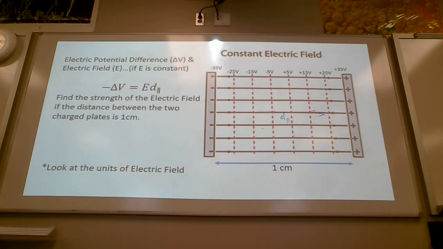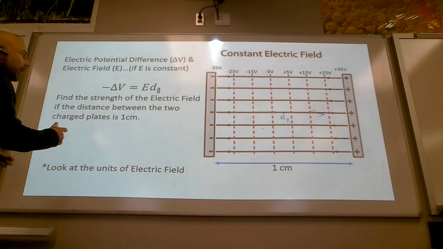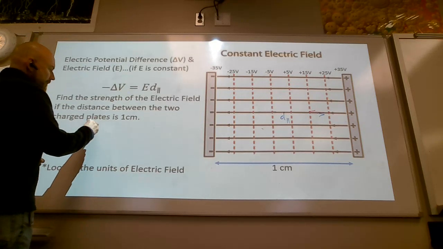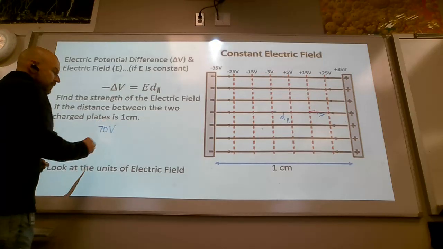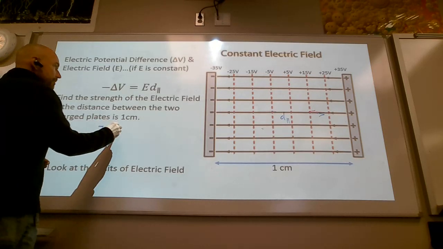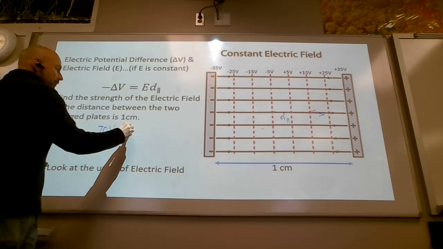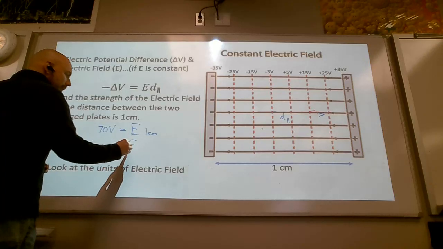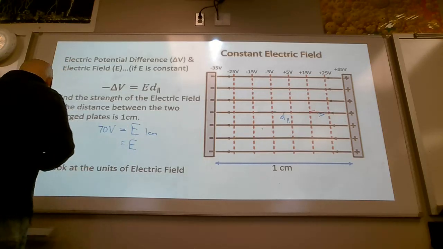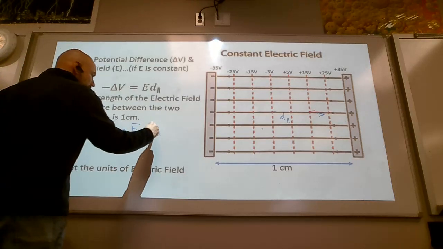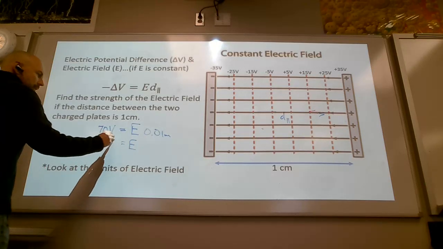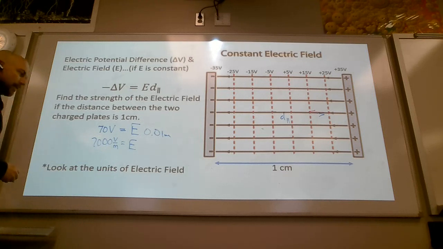We're going to move on to strength of electric field. The distance between the two charged plates is 1 centimeter. We've got a difference of 70 volts, which is equal to the electric field times the distance of 1 centimeter. I'm going to change that to meters. So I get 7,000 volts per meter is the unit.